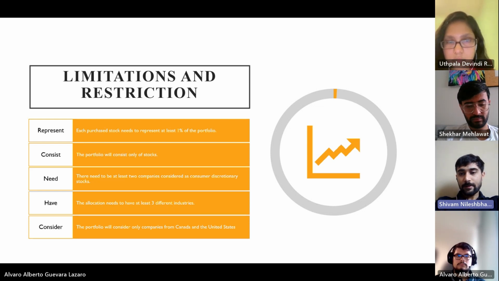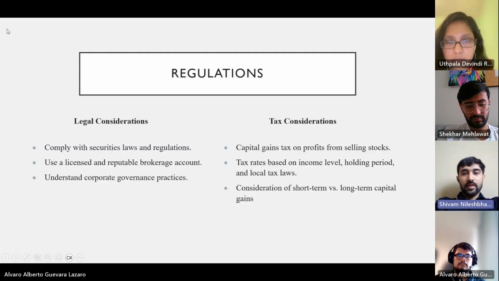Second slide, please. This one is the regulation. The first one is the legal consideration. There are three different points. The first is to comply with the securities law and the regulation. The second one is to use a licensed and reputable brokerage account. The last one is to understand corporate governance policies.